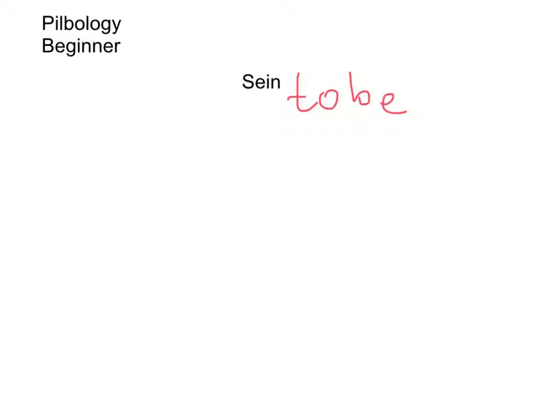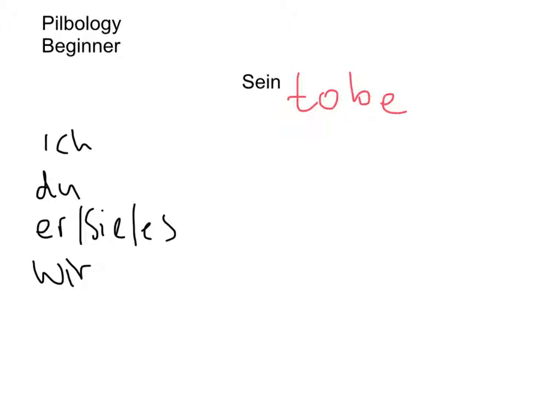Now, the important thing here is that sein can be used for many, many different purposes. We're going to focus on one, which is just simply the meaning to be. So, let's look at the different forms. We've got ich, du, sie, es. Those are the singulars, the first, second, and third person singular. We've got wir, ihr, and then sie.